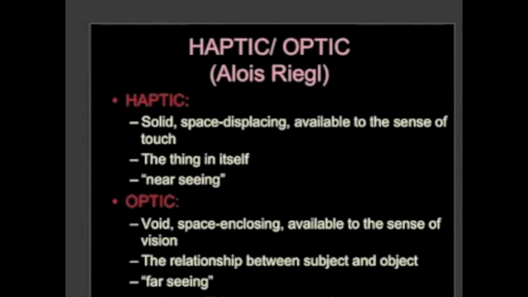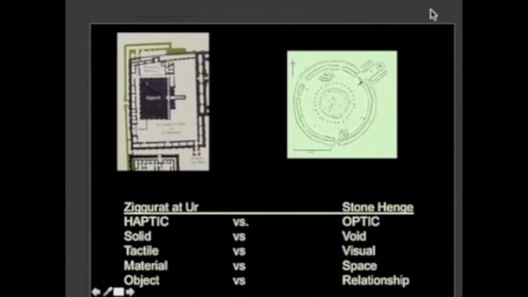As opposed to the optic, and we'll come back to this image again, but let's look at Stonehenge as something optic. You can see from far away. It is spatially penetratable by your gaze. Vision, perspective help you understand this thing, and you can surround yourself in it. So while the haptic is solid, the optic is void. While the haptic is tactile, materially present, available to near seeing or touching, the optic is visual, available to far seeing or perspective. The haptic is primarily material.